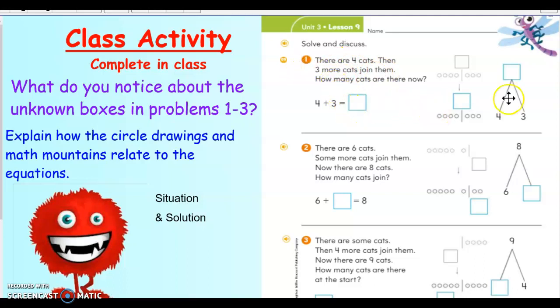So let's check number 1. I can see that there's a lot of unknown boxes. I notice that there's an equation. I notice that there is a circle drawing, and I also see a math mountain. So we're going to talk about today how all these things go together.